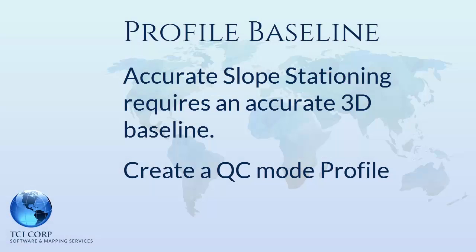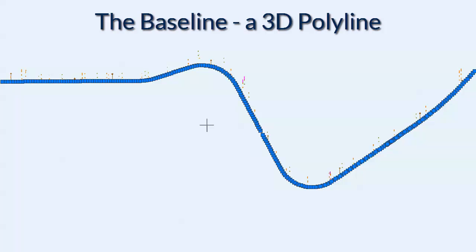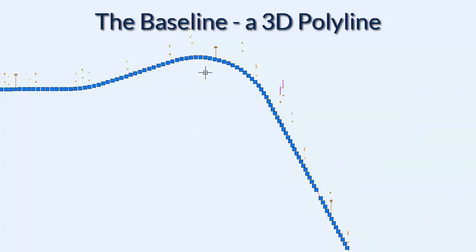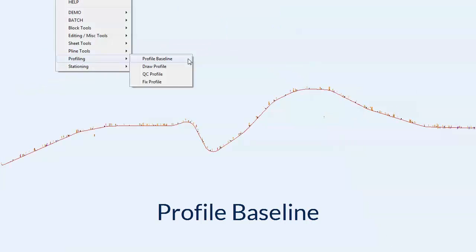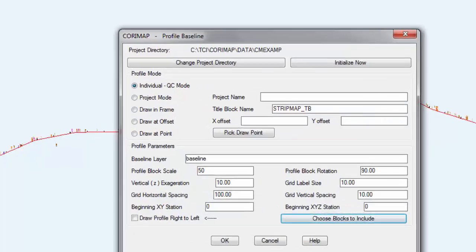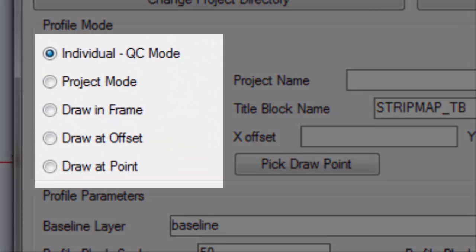Slope stationing requires an accurate 3D baseline, so the next step is to create a profile for the baseline in QC mode. A baseline will always be a 3D polyline. The Profile Baseline tool has many uses. Let's take a look. Profile modes include QC mode and several others, such as Draw and Frame mode, which is used to generate alignment sheets.